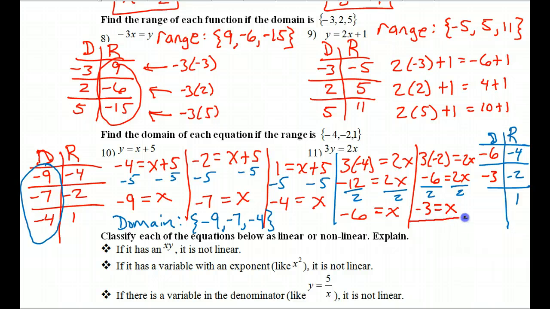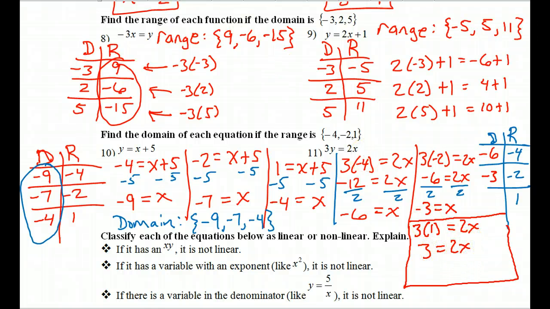Okay, I'm going to have to squeeze this in down here. Hope I don't need this space for anything else. So I'm going to do this final value of 1. So that'll be 3 times 1 is equal to 2x. Well, that's just 3 is equal to 2x. If I divide both sides by 2, like this, look, that just gives me x equals 3 over 2, or 1.5.